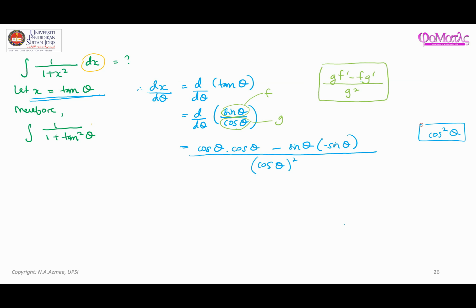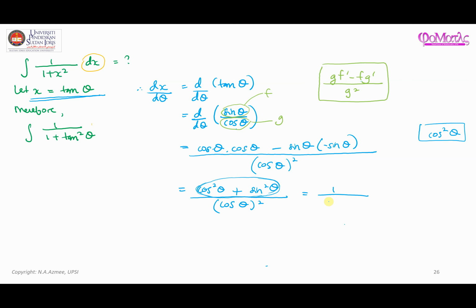Okay, which one you choose is okay. Next, what we can do is turn this into cosine squared theta plus sine squared theta, over cos theta squared. And by applying another well-known trigonometric identity, this is equal to 1.